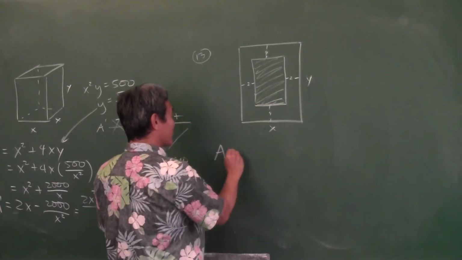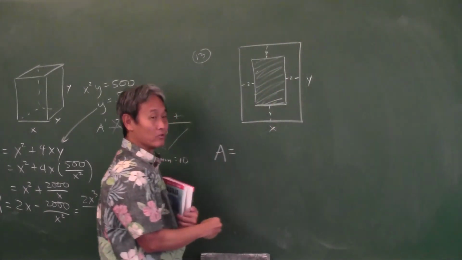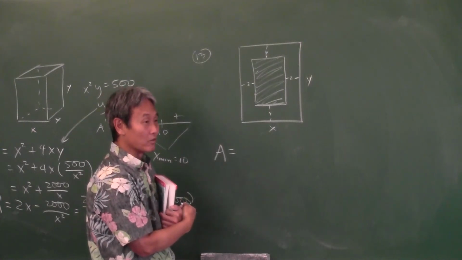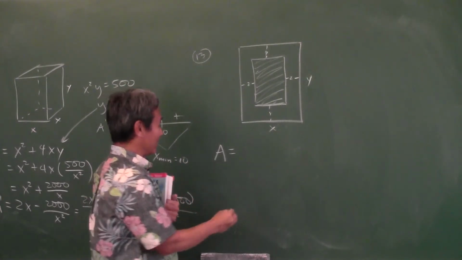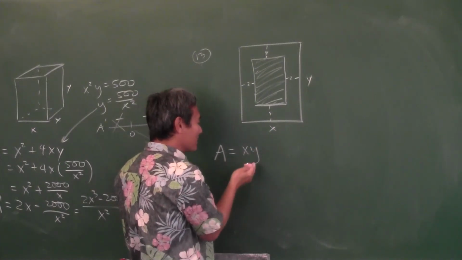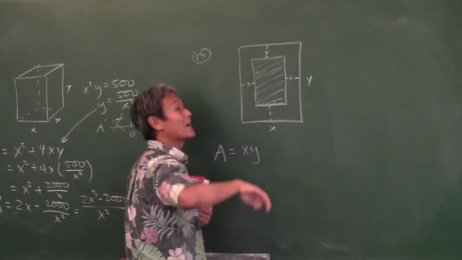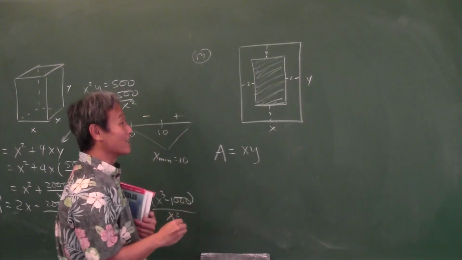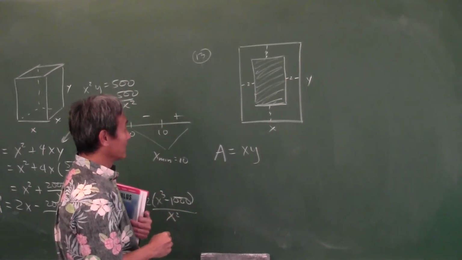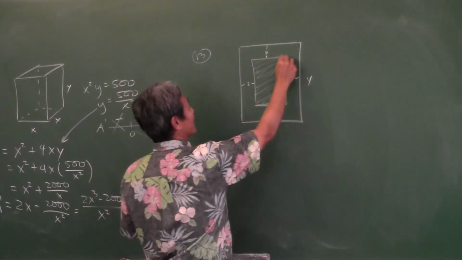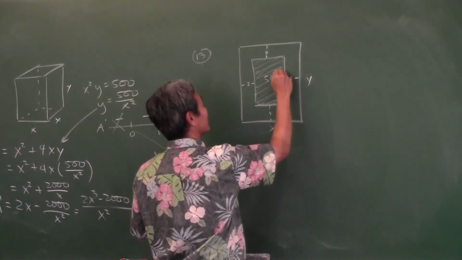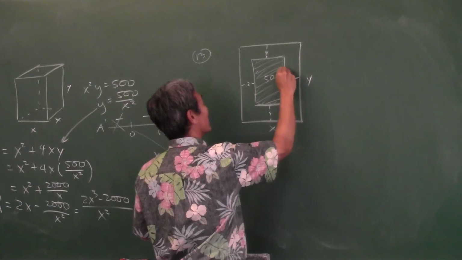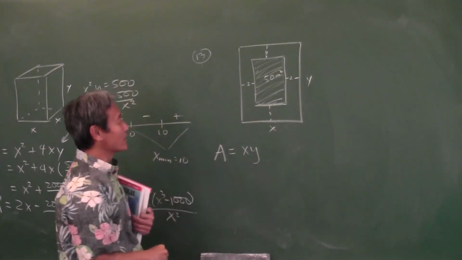So, we're trying to minimize the amount of paper being used, the area of this poster. So, look at this picture. What's the area of the poster? X times Y. It's easy. But the problem is, we've got 2 variables. We have to get rid of one. I need another equation. Well, all we know is the amount of printing. This region has to be 50 square inches, right? 50 inches squared.